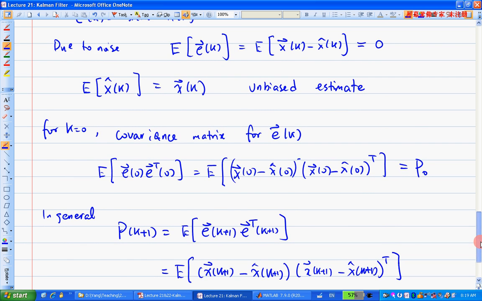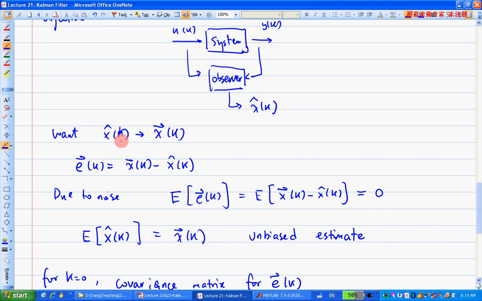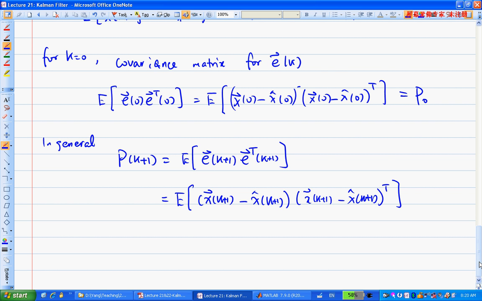So remember what we said: we cannot have x hat of k be the same as x of k. But what we can do is minimize the variance of this estimation error. You're not just minimizing the variance of one state, x1 or x2 of k; you're minimizing the variance for all of them. You're going to minimize this whole covariance matrix. So what we want to do now is minimize this P of k plus 1.